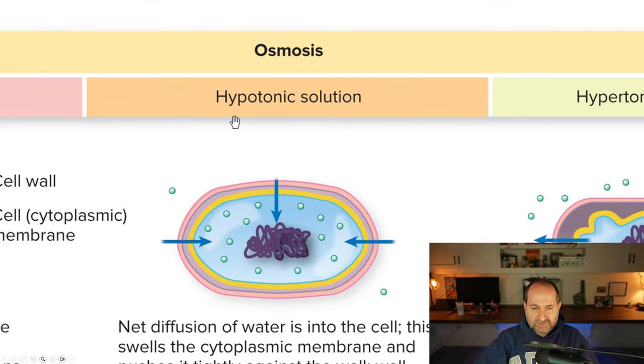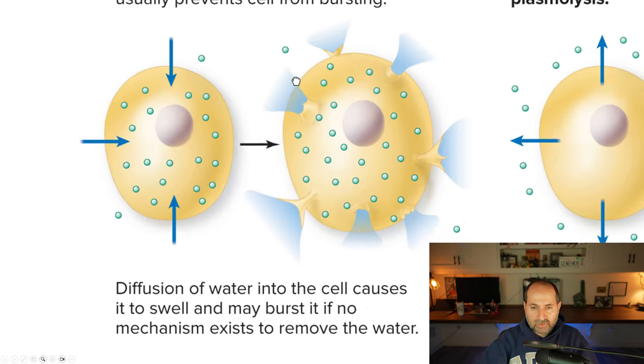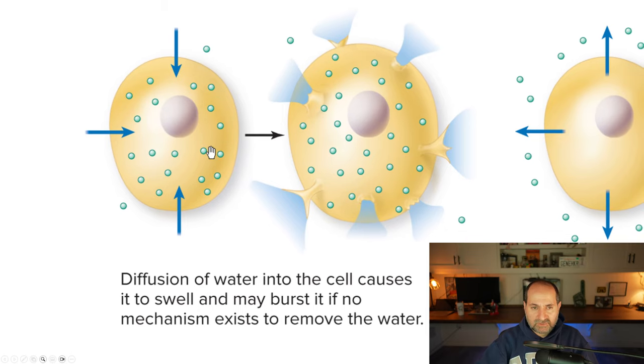Now let's discuss what happens in a hypotonic solution. This means a solution with a lower solute concentration in the environment. Hypo means low. Hypotonic solution means a low solute solution. In this case, you have a lot more solute inside, so you see the green dots here. For instance, I'll give you an example like salt. Let's say these green dots represent the solute salt, and you see how there's a higher salt concentration inside of the cell versus outside of the cell. This is known as a hypotonic environment.